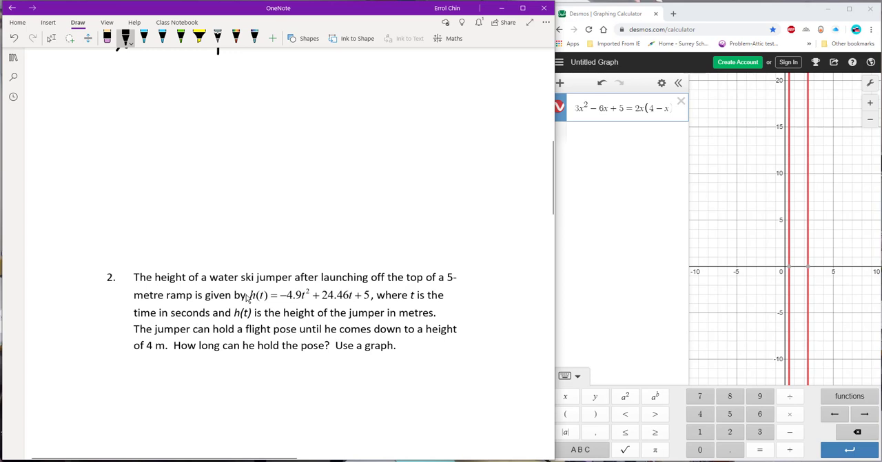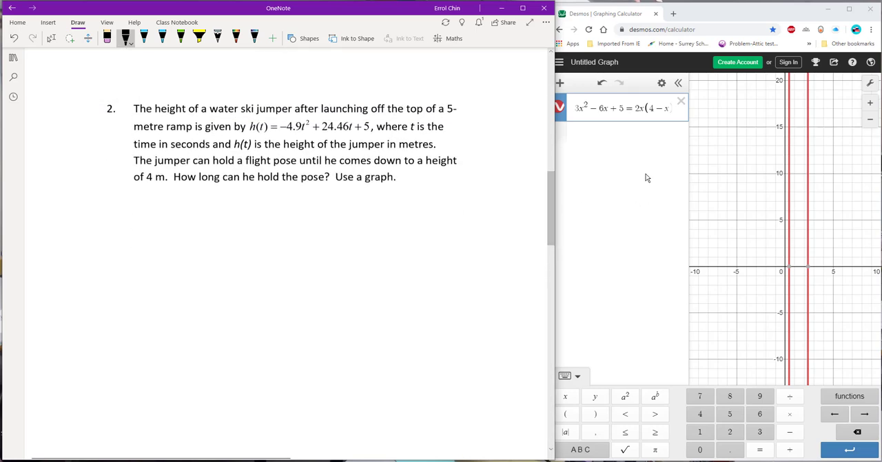It says here, the height of the water ski jumper after launching off the top of a 5-meter ramp is given by h of t equals negative 4.9 t squared plus 24.46 t plus 5, where t is the time in seconds, and h of t is just the height of the jumper. As long as you can plug in a time, this equation will tell you what the height of the jumper is. It says the jumper can hold a flight pose until he comes down to a height of 4 meters. How long can he hold the pose?